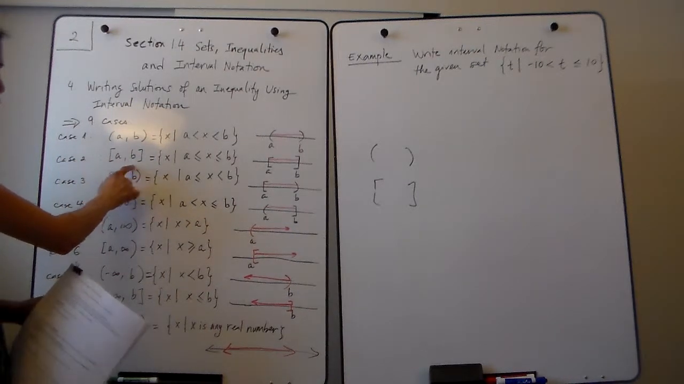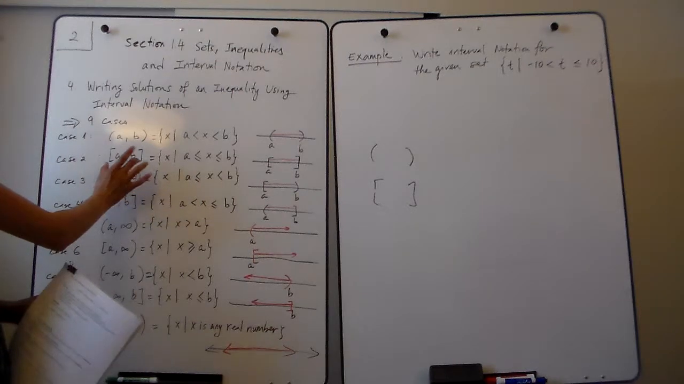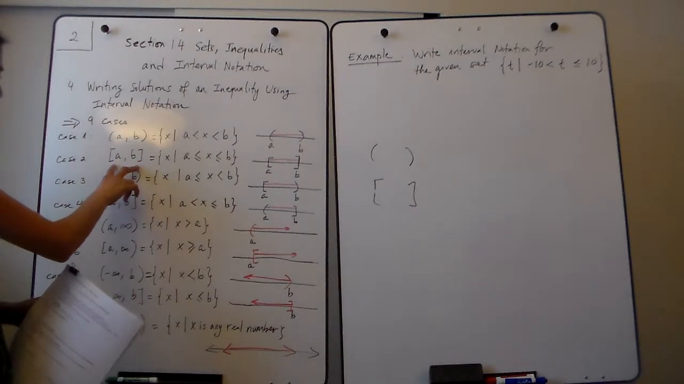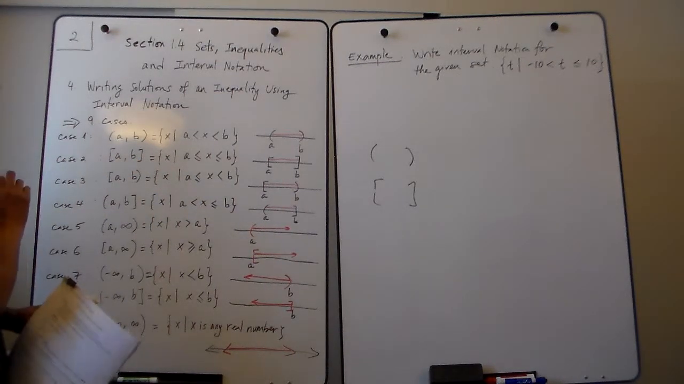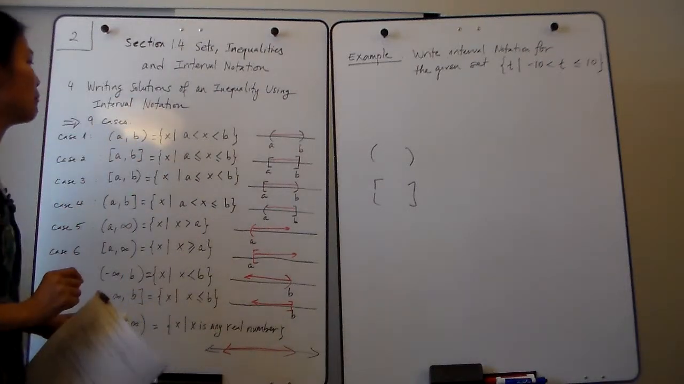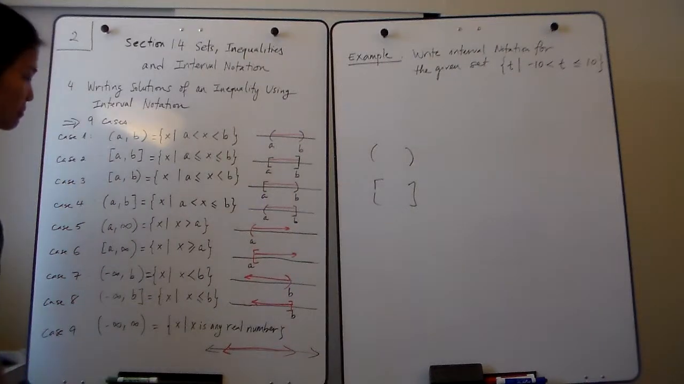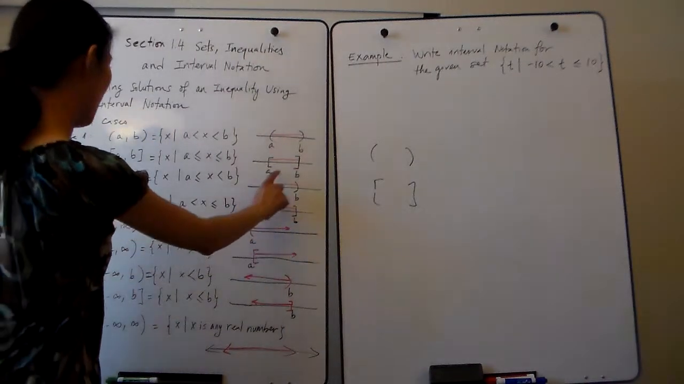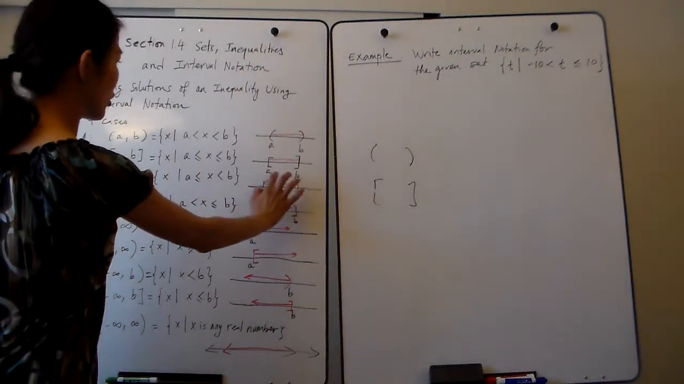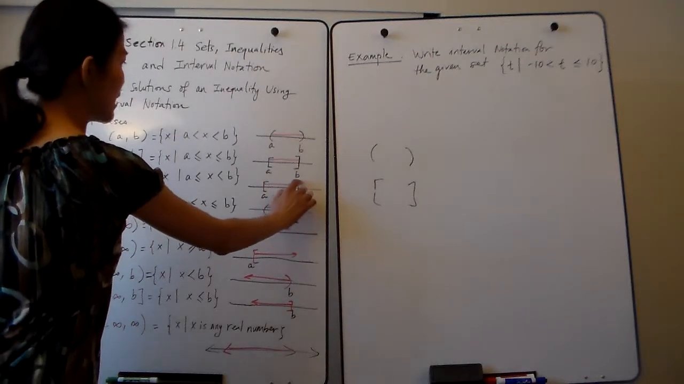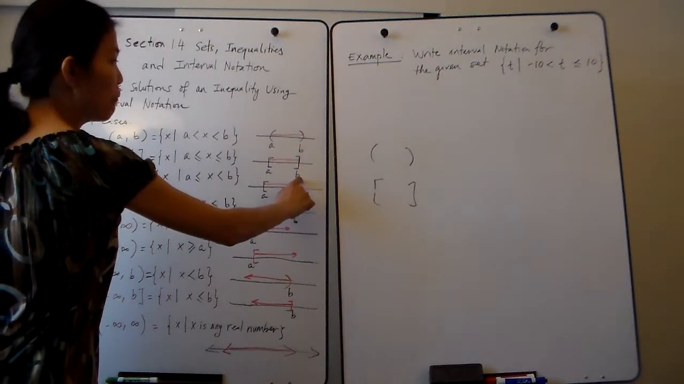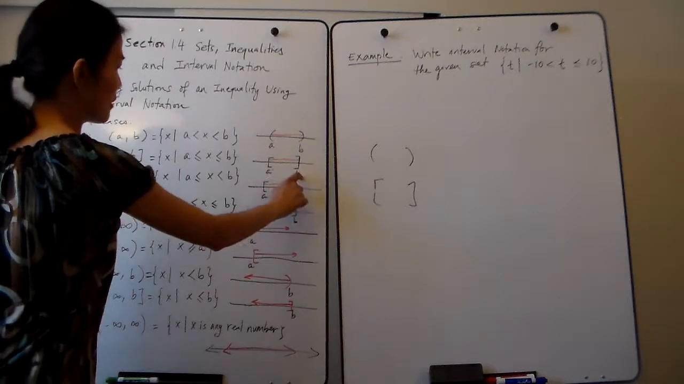Case 2, endpoints A, B are included. So we use the brackets right here. It means x is any real number between the two endpoints A and B. And here the graph we have is both brackets, including A and B endpoints. So the solutions are any real number between the two endpoints.